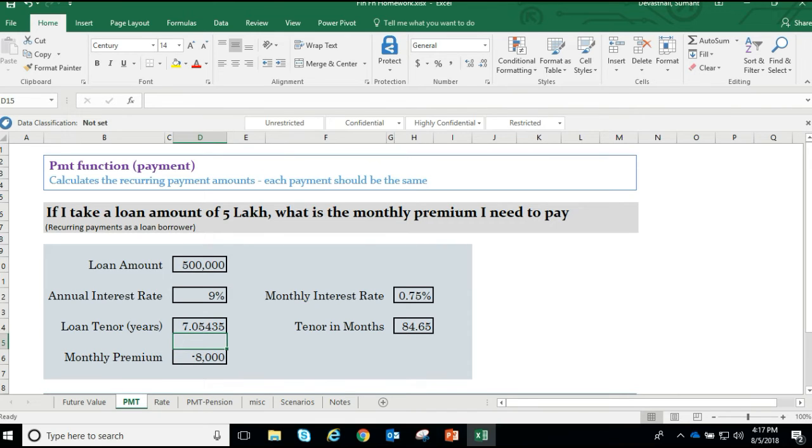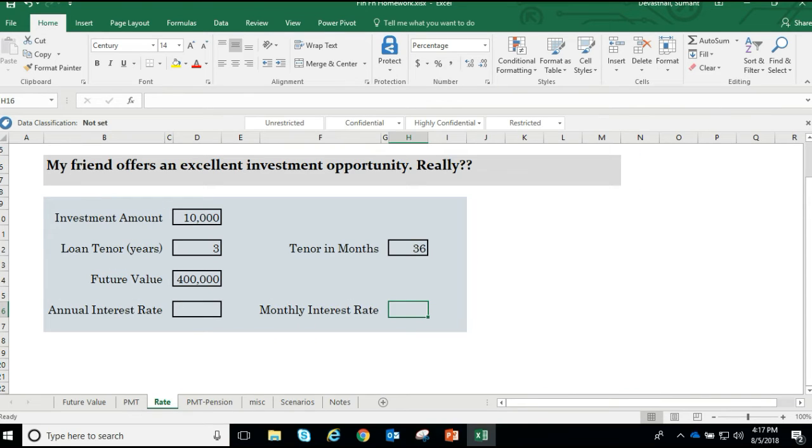All right, so let's now look at another formula, which is the rate formula. Now look at this example. Let's say my friend has given me an offer that I invest 10,000 rupees with him every month for the next 3 years. And in 3 years, he's going to give me back 4 lakh rupees. Now, is this a good deal or not? What kind of rate am I getting in this transaction? How do we find that out?